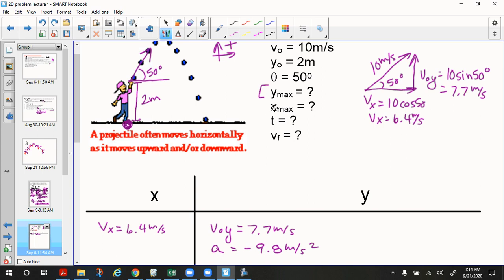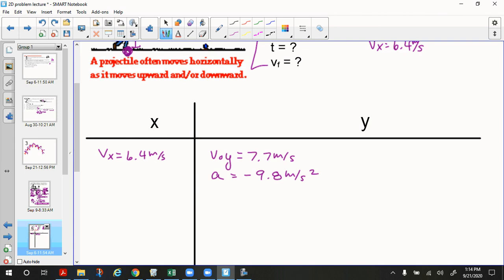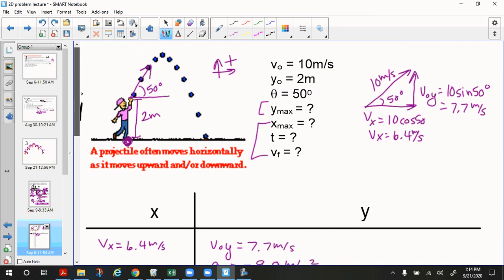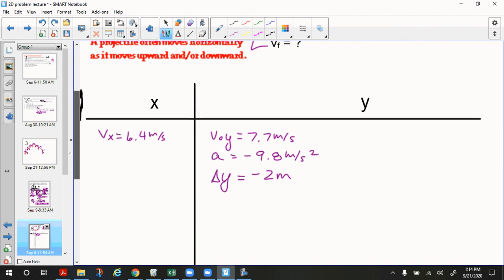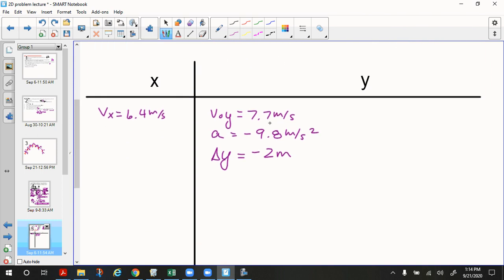These three are all for the entire motion. So let's do those first. So for those, our delta y would be negative 2 meters. It starts at 2 meters and it goes down to 0. So 0 minus 2 is negative 2. And that's what we know. So now we are going to use this stuff to solve for time, and then we can plug it in the x direction, which is our common method.